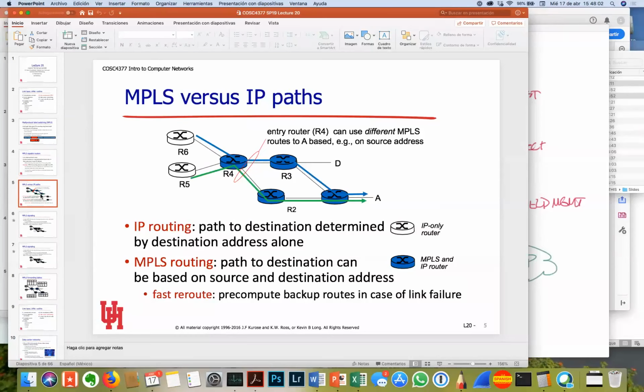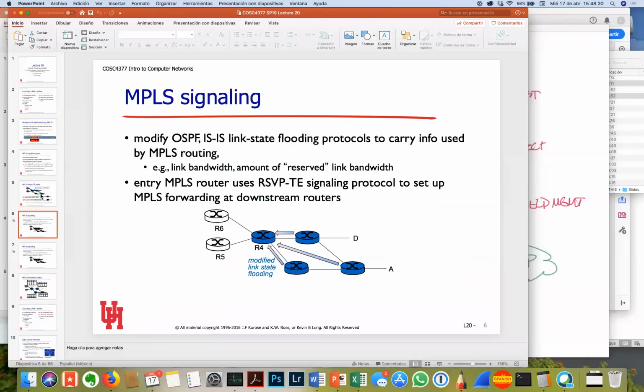So MPLS versus IP paths, you can do multi-paths. You can add labels and rules that say, across this phone company Blue network, I want you to go a different route to get to A, depending on where it's coming from. So this solves a big problem with just IP-based routing. With MPLS, you can add some sophisticated rules to that.